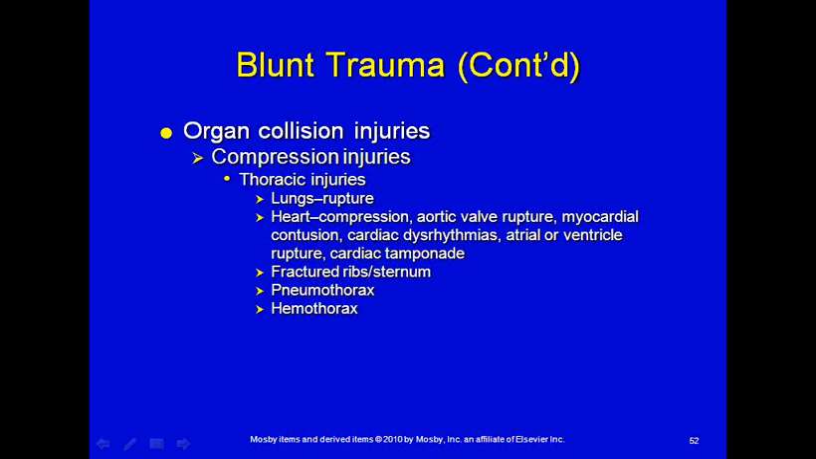The heart can be compressed, the aortic valve can rupture, you can get a myocardial contusion. In the cases with a myocardial contusion, patients will present with cardiac dysrhythmias, chest pain, often much like a STEMI. They can have atrial or ventricular valve ruptures, cardiac tamponade, and we know that tamponade is present when we see things like narrowing pulse pressure, jugular vein distension, muffled heart tones, those sort of things.